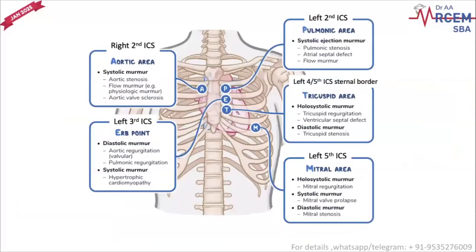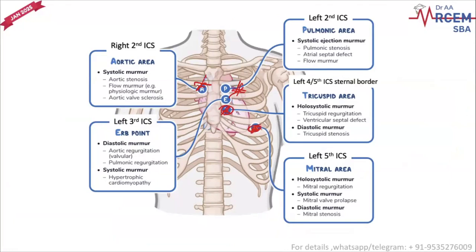Depending on the areas, some murmurs are heard better in the aortic area. Some murmurs are heard in the pulmonary area. Aortic area is the second intercostal space on the right side. On the left side is the pulmonary area. The fourth intercostal space, just adjacent to the sternum, is the tricuspid area. Mitral area is the fifth intercostal space, mid-clavicular line.